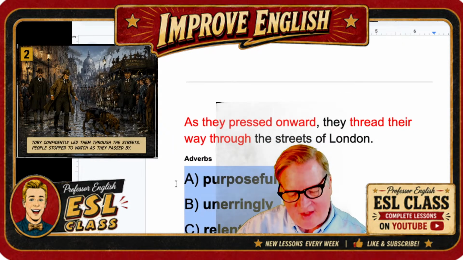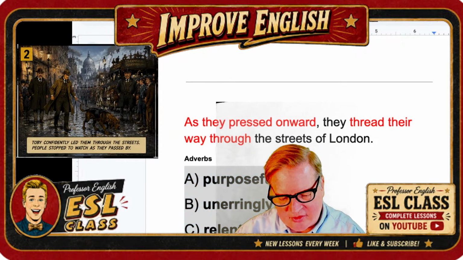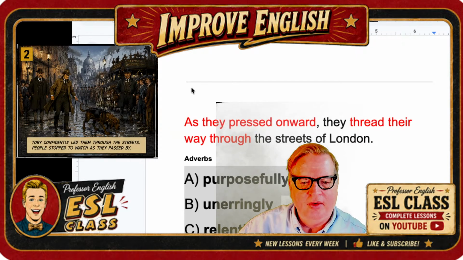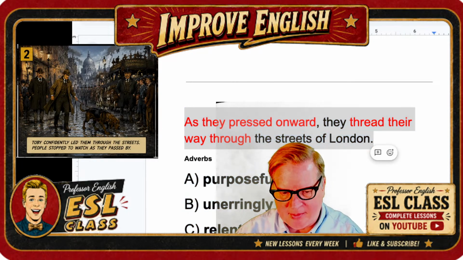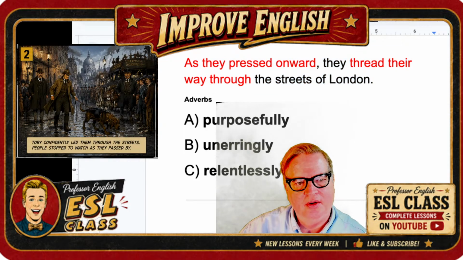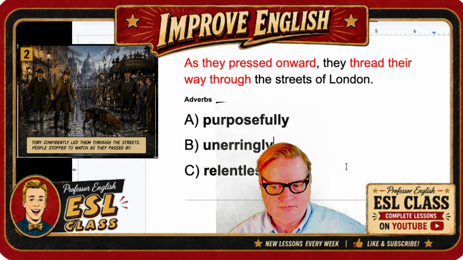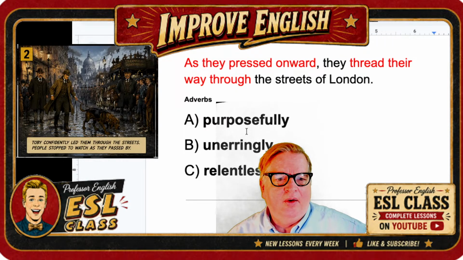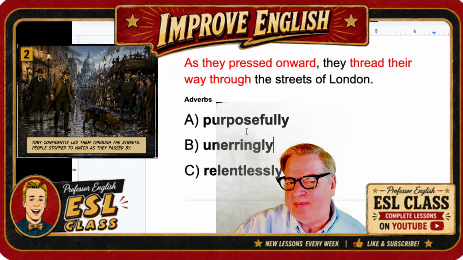All right. So let's move down to the adverbs, and let's try to find a place to put the word purposely. I'm just going to recopy the sentence that we're using here. Where could we put the word purposely? We can put it before pressed onward, or we can put it after. I think there might be a better place to put that.